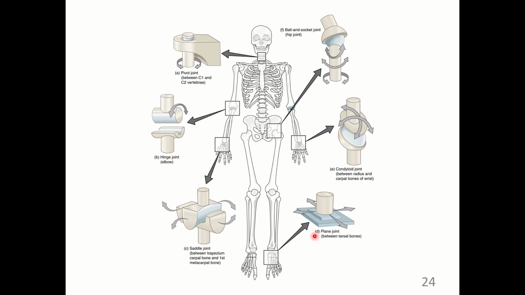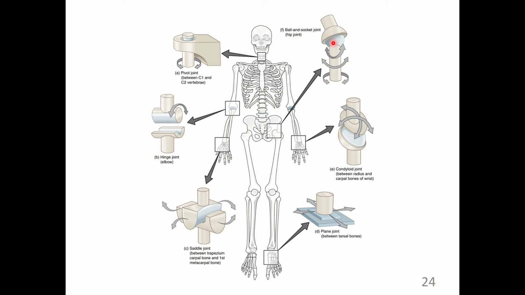D illustrates a plane joint. So we talked about them between our carpals. They're also between your tarsals. Figure E illustrates the condyloid joint. So you see it's kind of like a wheel. It's not completely round. It's more just like a wheel. And here we see this is between the radius and the carpal bones of the wrist. So this helps you to flex and extend your wrist. And I guess kind of wiggle it, abduct and adduct it.